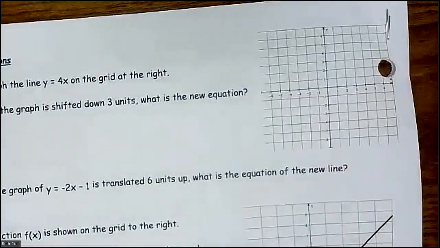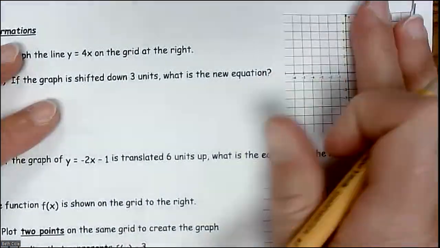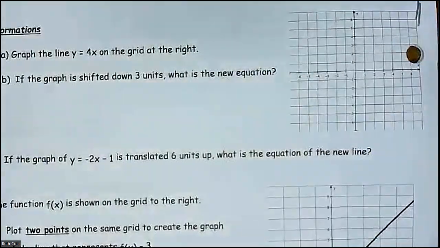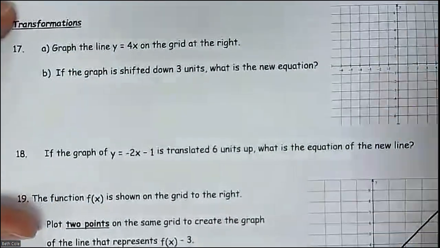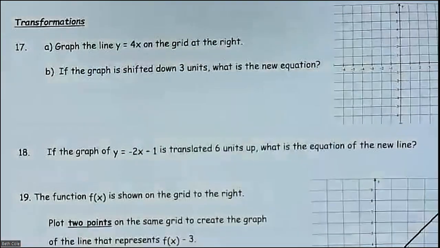And we'll do 17, 18, and 19. The throwback ones, those are reviews. So I'm not gonna do those right here and now, but again, I'll fill them in and post this for you. So graph line y equals 4x.